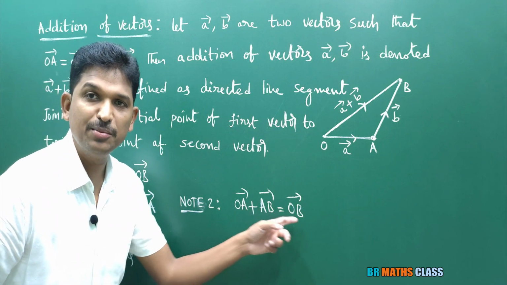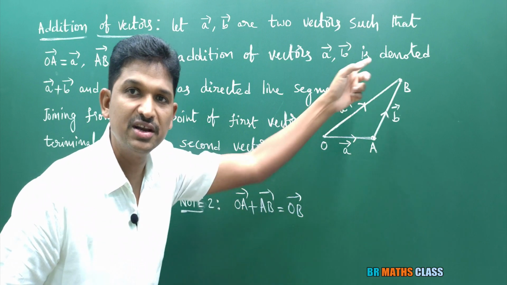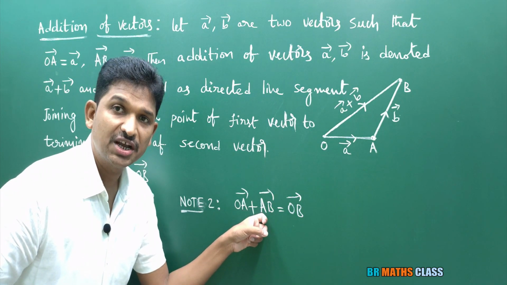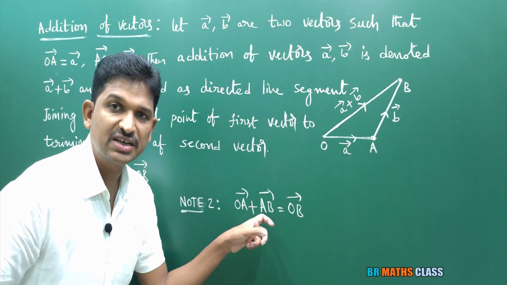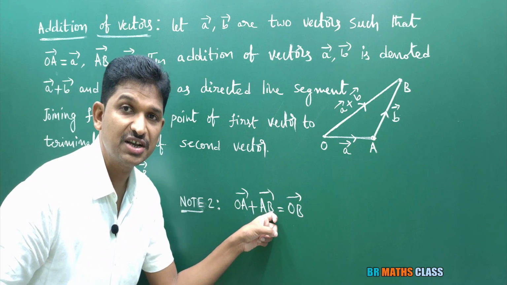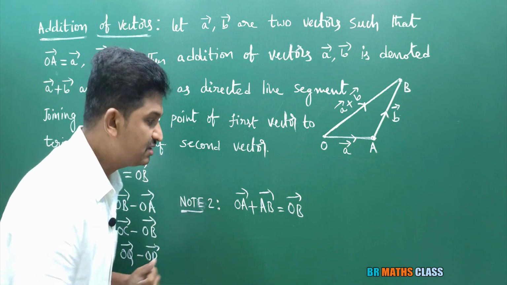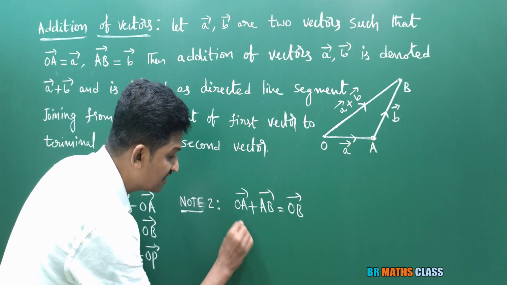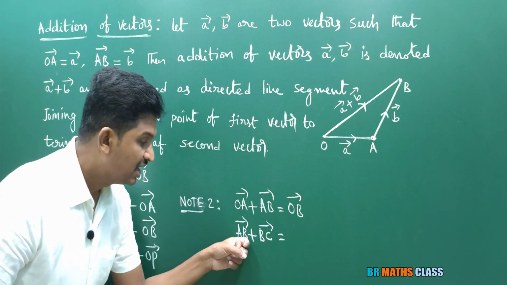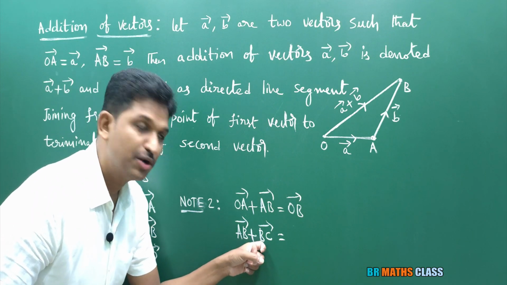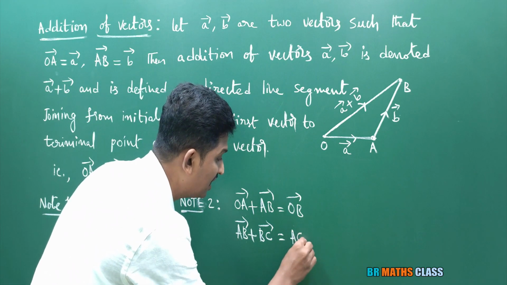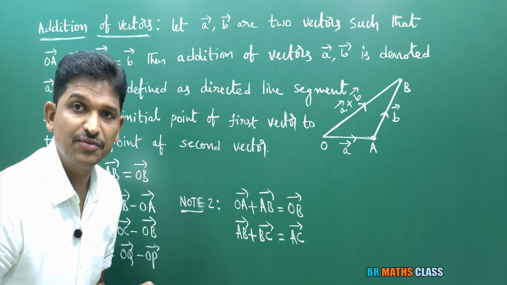Second note point. From addition of vectors, you learn this point. OA bar plus AB bar is OB bar. If you observe here, terminal point of first vector and initial point of second vector are same. Then addition of these two vectors is the directed line segment joining the initial point of the first vector to the terminal point of the second vector. That is nothing but OB bar. From this also, whenever you see something like AB bar plus BC bar, you see terminal point of first vector and initial point of second vector are both same. AB bar plus BC bar can be written as AC bar. This is also a point we use very frequently from now onwards.